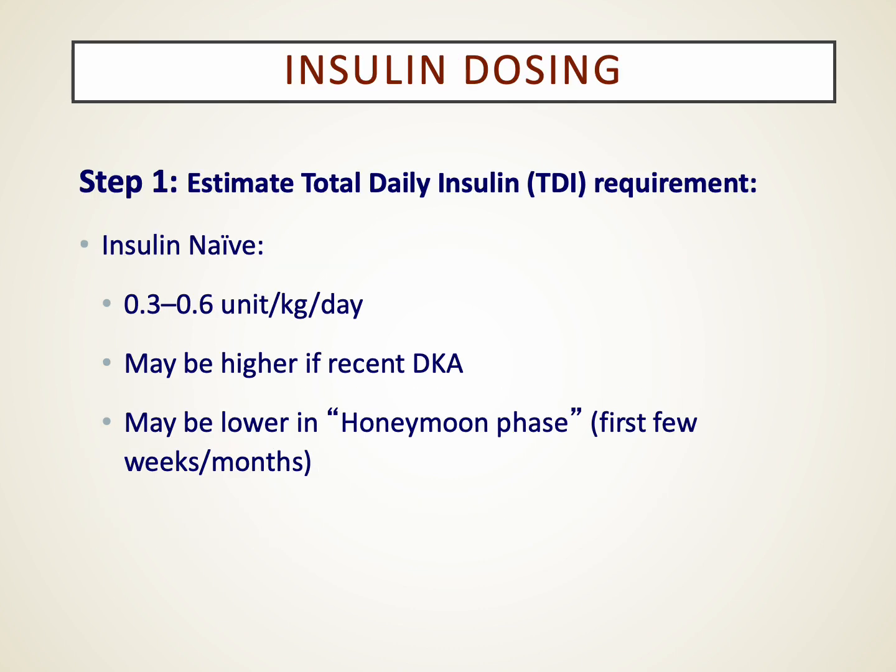So for insulin dosing, when we start a patient on insulin, we typically look at their total daily insulin requirement. For patients who haven't been on insulin before, this is usually something in the range of 0.3 units per kilogram per day. They may need more, they may need less. Early on in therapy, though, they may need much less. That's what we call a honeymoon phase for patients.